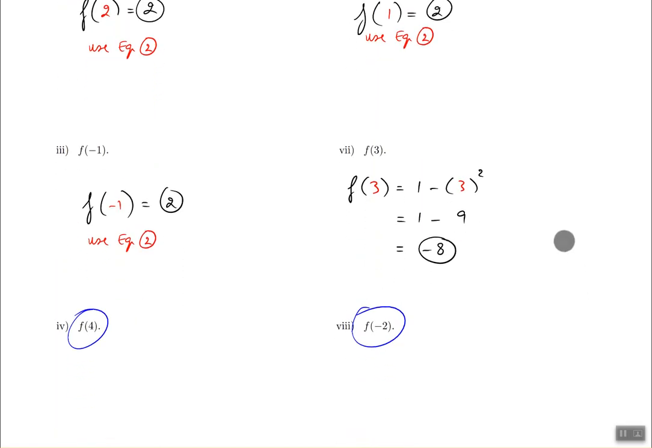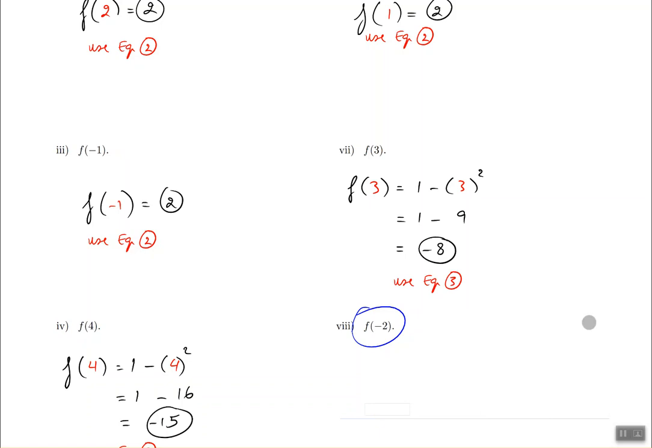And what about the next one, f of 4? Again, you may have noticed that for f of 4, it's the same equation that works, equation 3. So again, 1 minus 4 squared, because the input here is 4. So this is 1 minus 16, which is at the end -15.